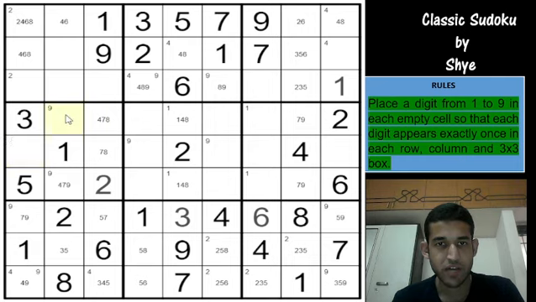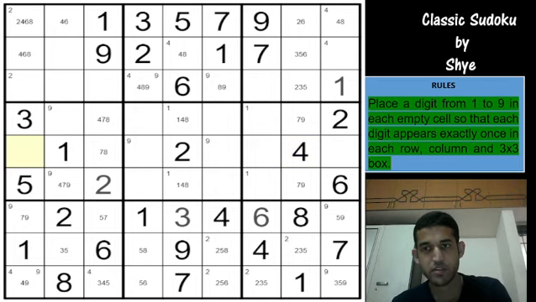Look at this cell, guys. Can't be 1, 2, 5, 3 and 9. 9 is in one of these two cells, right? And it also cannot be 4. So there are only 3 possible options. 6, 7 and 8.